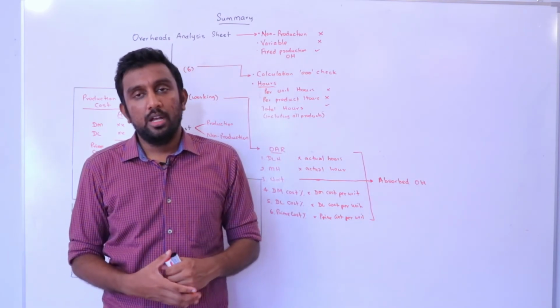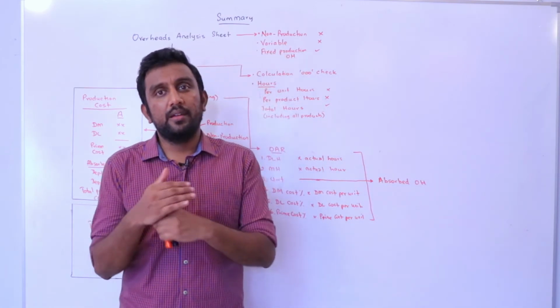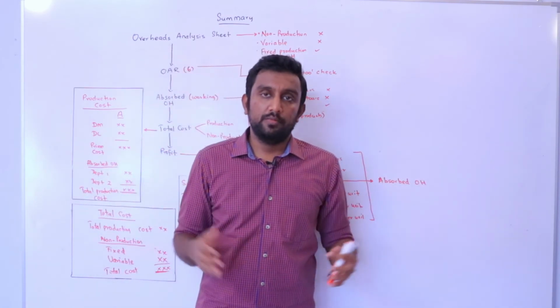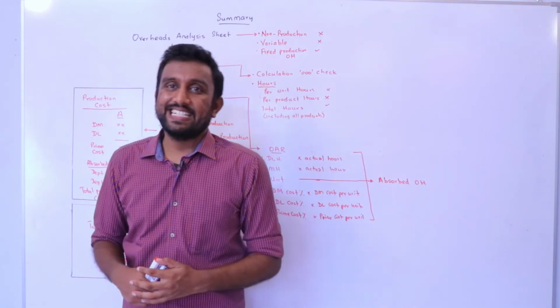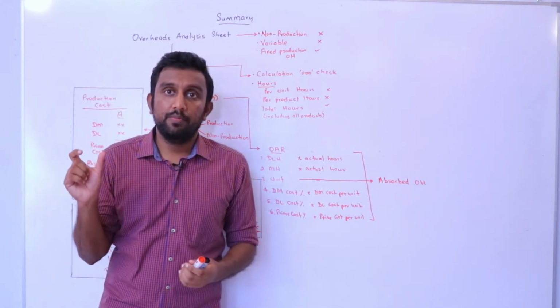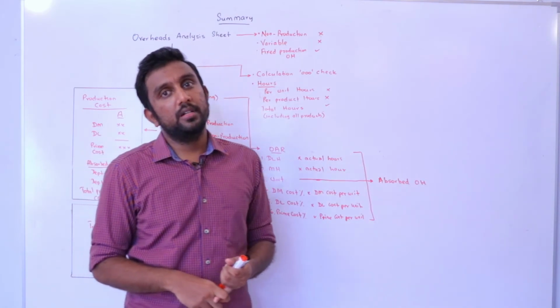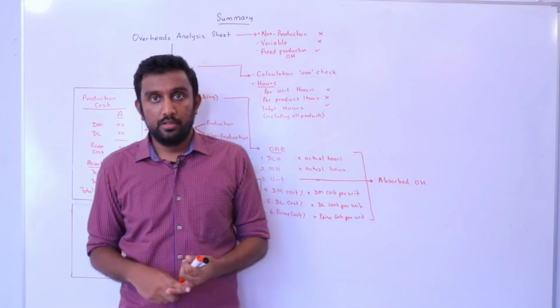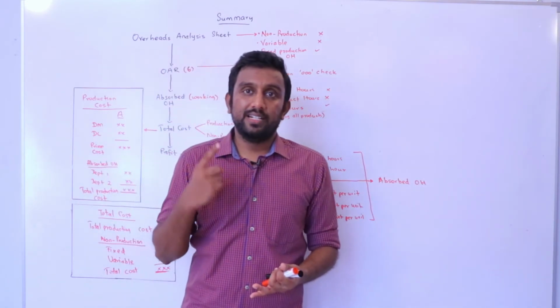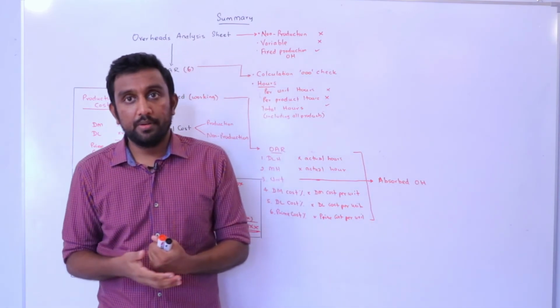Then apportionment. In apportionment, you have to find the base and use the base to split the amount among the departments, right? Then secondary distribution or reapportionment means service department costs have to be transferred back to the production departments. Why are we doing so? Because service departments don't produce the goods, first thing. The second reason is that service departments exist to serve production departments, right?